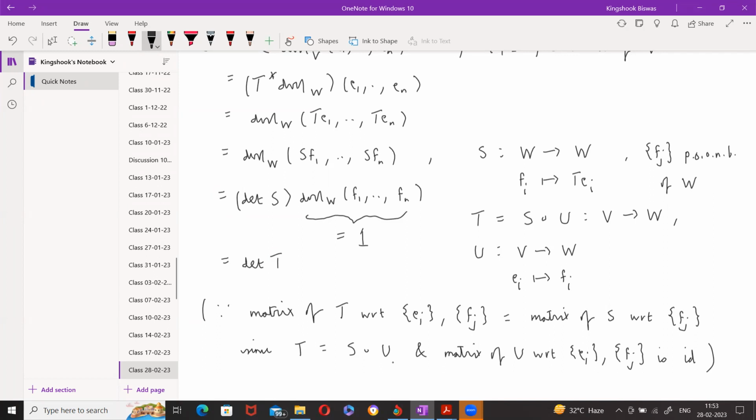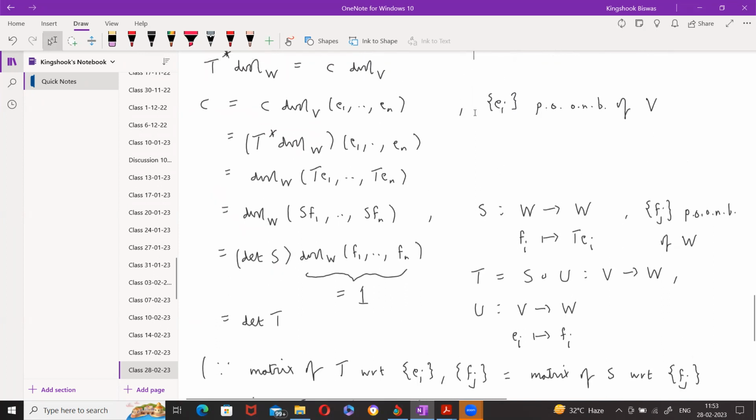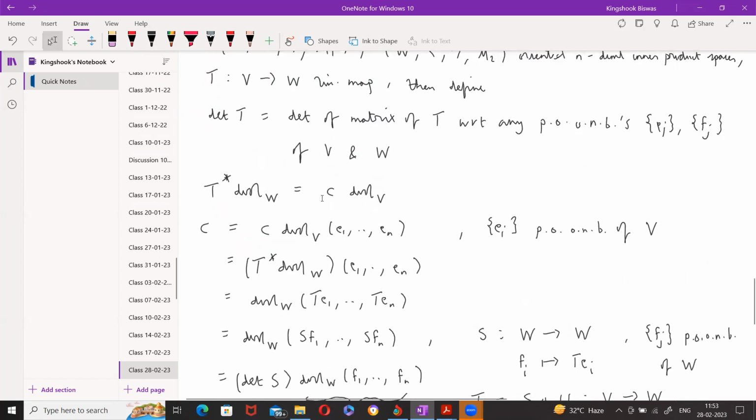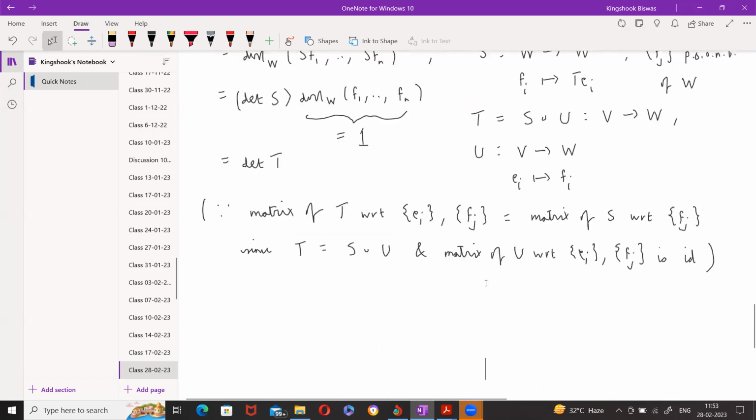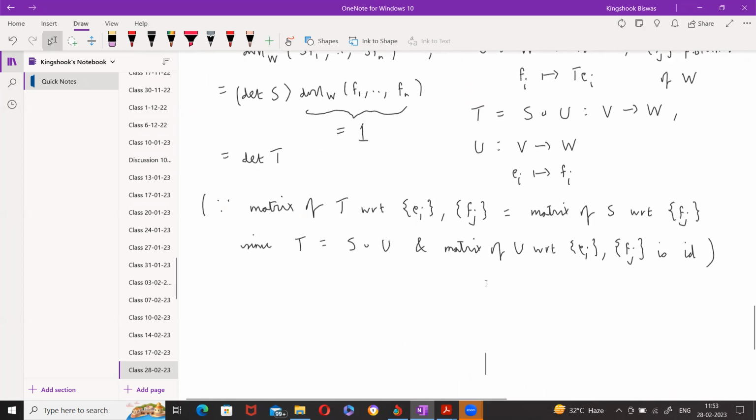So that's it. That means that this constant is nothing but the determinant of T. Therefore, the pullback of the volume form of W is nothing but determinant of T times the volume form of V. So T star of dvol_W is equal to determinant T dvol_V.